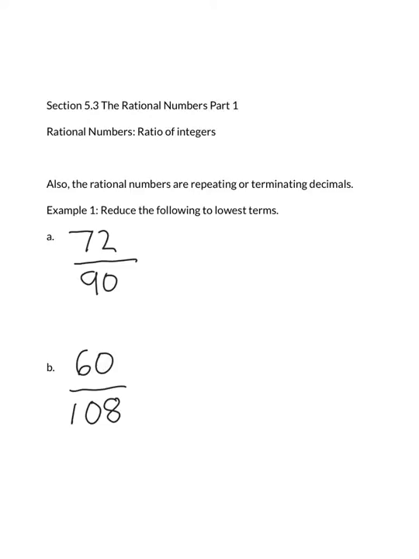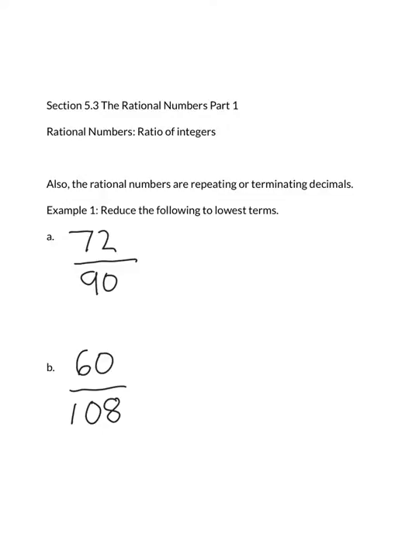Section 5.3 is on the rational numbers, and this is part 1 of a 2-part video. Whenever I hear that vocabulary, rational numbers, I immediately think of fractions. So these are your fractions, which sometimes can reduce down to an integer number. But there are 2 different ways you can think of the definition.